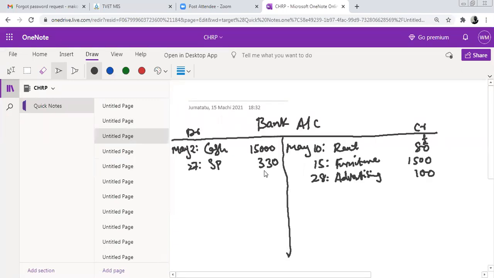The bank account, we received 15,330 and then we paid 1,680. Can you subtract for me that? Remember, this is 15,330, and this is 1,680.